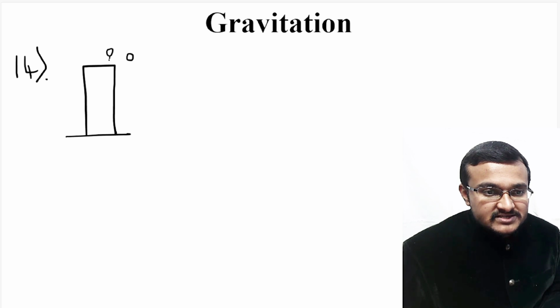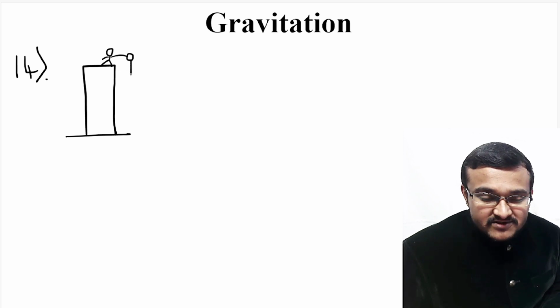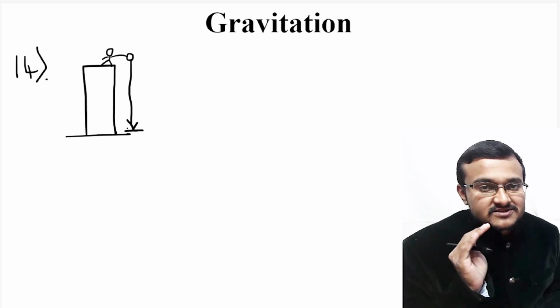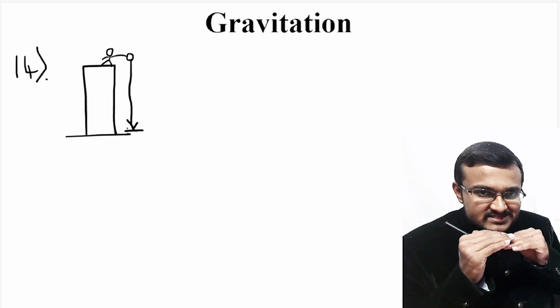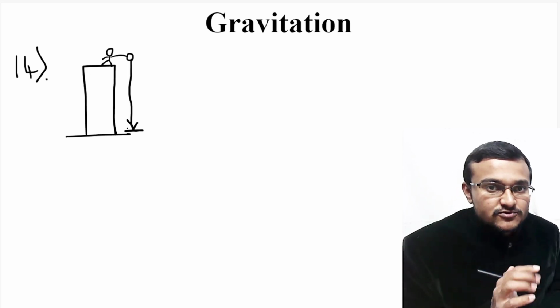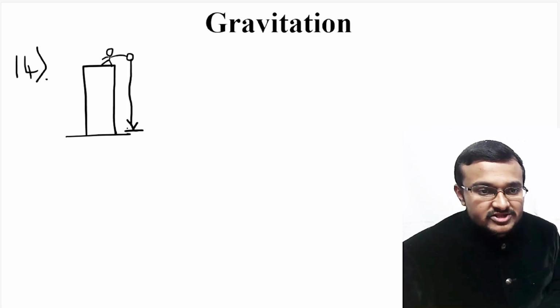So for example, if a person is standing on this tower and he is releasing this particular stone, and if this stone is released from the top of this tower to Earth's surface, you have to calculate the final velocity just before the stone reaches the Earth's surface. So just before reaching the Earth's surface, what was its final velocity? That you have to calculate in this particular 14th question.